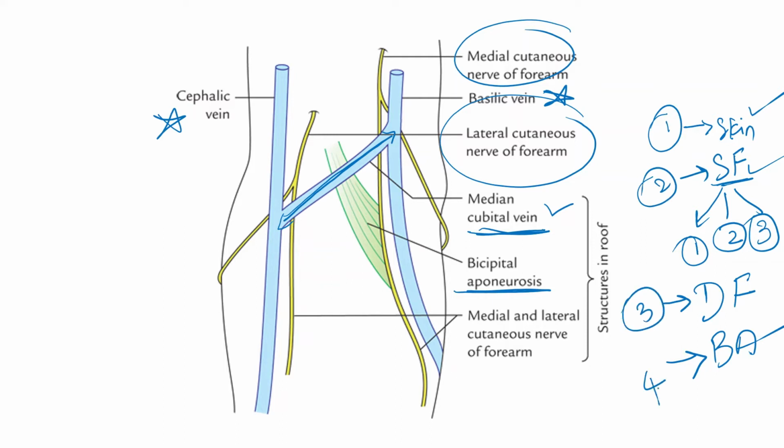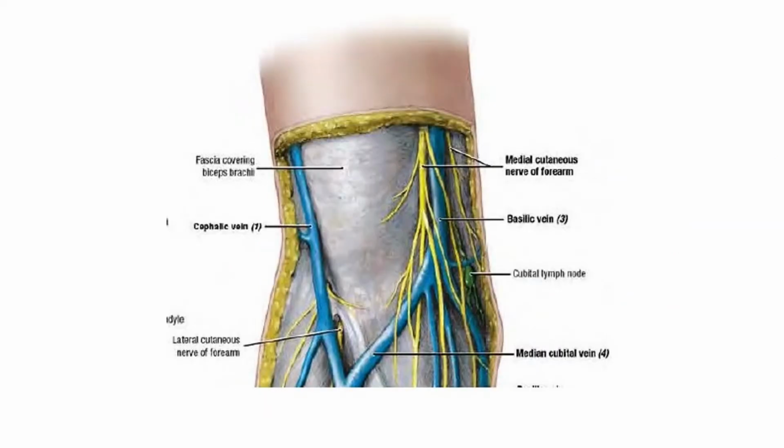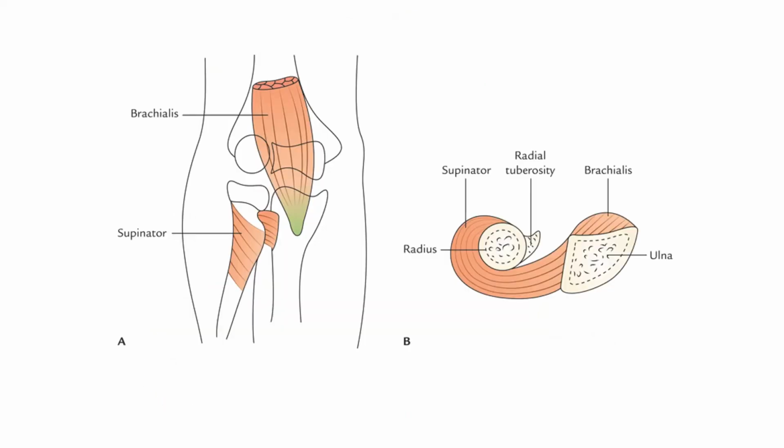The floor of the cubital fossa is mainly formed by two muscles. This is the atlas view of the structures making up the roof of the cubital fossa, showing the median cubital vein over here and the cutaneous nerves of forearm, medial as well as lateral. As I've already mentioned, the floor of the fossa is mainly formed by two muscles, that is brachialis and the supinator muscle.